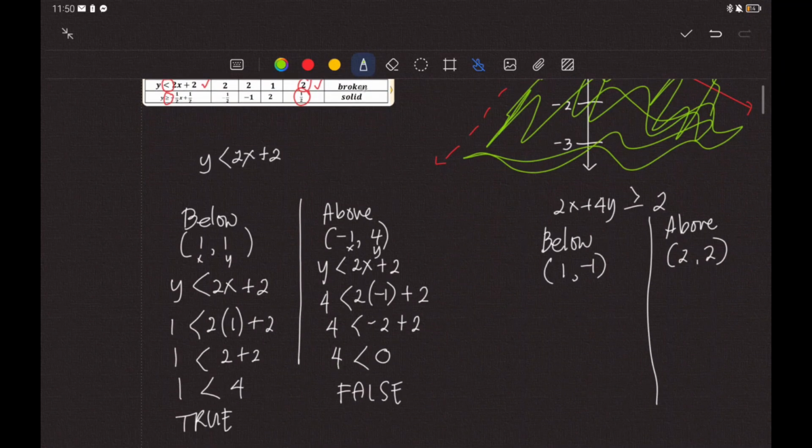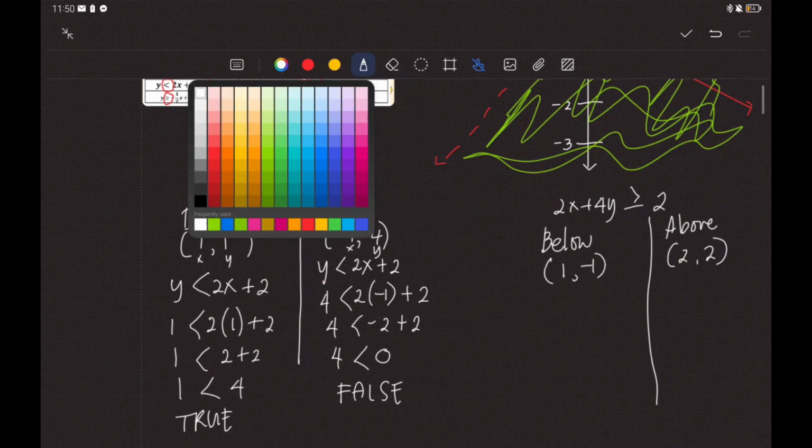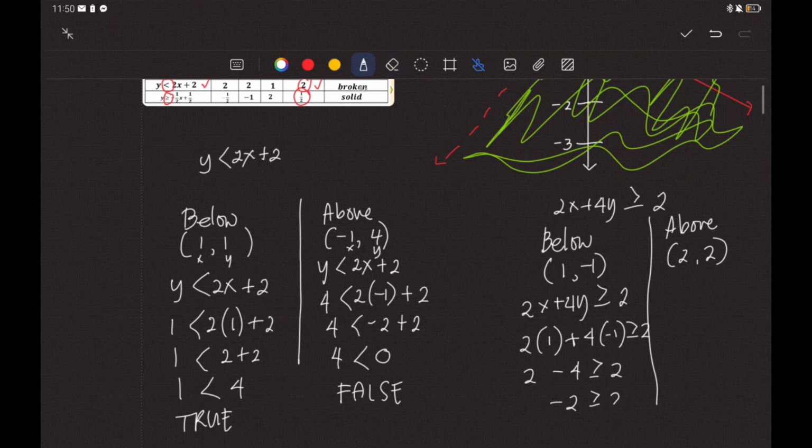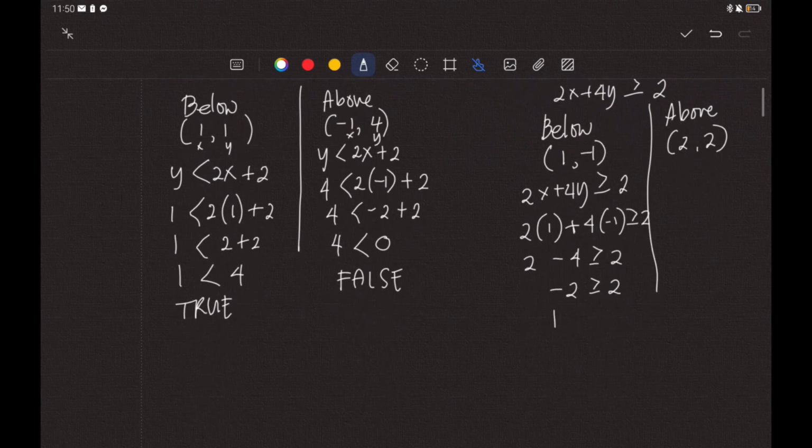For the second one, we are going to solve this. 2x plus 4y equal to 2. This is 2 times 1 plus 4 times negative 1 greater than or equal to 2. 2 minus 4 is greater than or equal to 2. Negative 2 is greater than or equal to 2. And this is false.